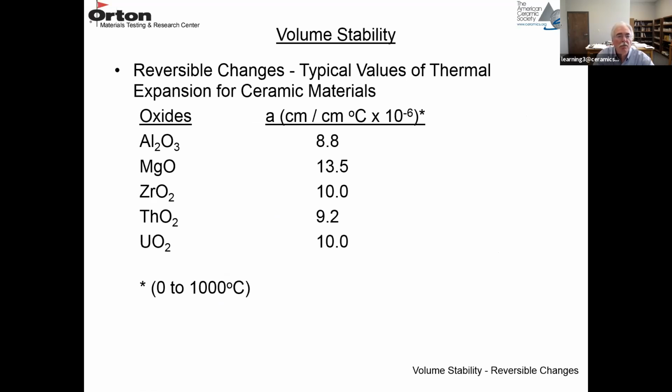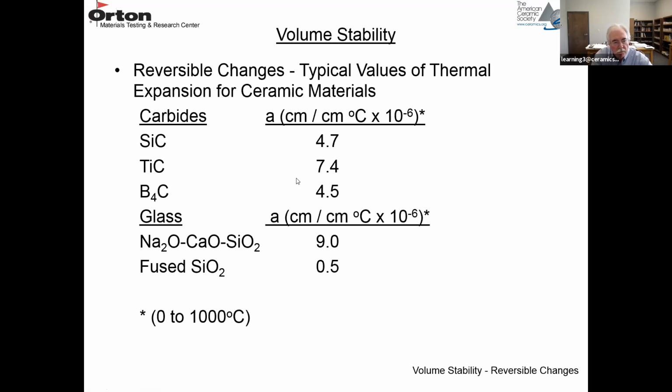So some typical values of thermal expansion for ceramic materials. These are some different oxides. The first three are typical refractory materials: alumina, Al2O3, magnesia, MgO, and zirconia, ZrO2, and two other oxides, thorium oxide and uranium oxide. You can see they're all around 10, 12, 13, and that's centimeters per centimeter degree C times 10 to the minus 6. And these are average coefficients of thermal expansion from 0 to 1,000 degrees C. MgO happens to be the highest, 13.5 times 10 to the minus 6. So it has the highest thermal expansion of the refractory materials.